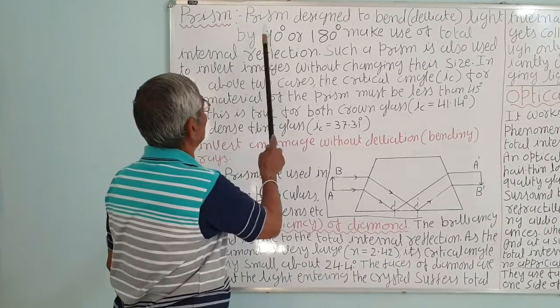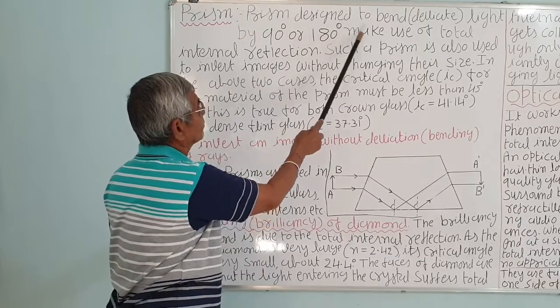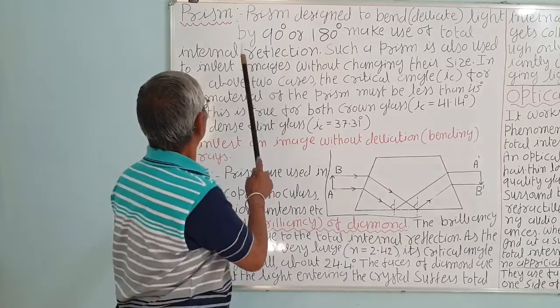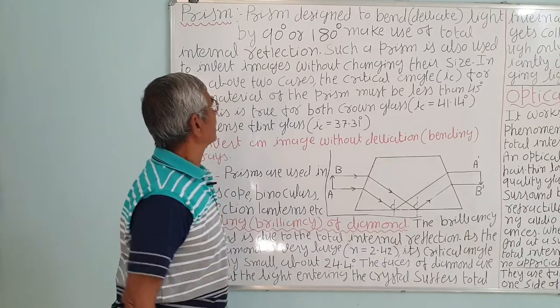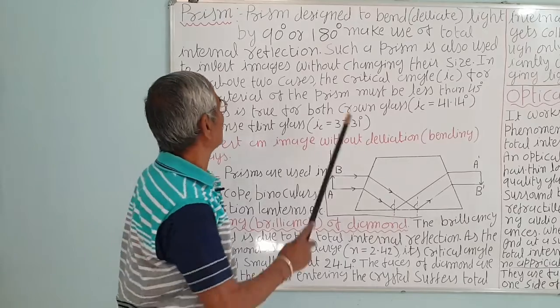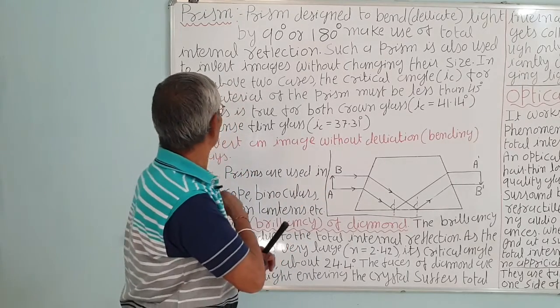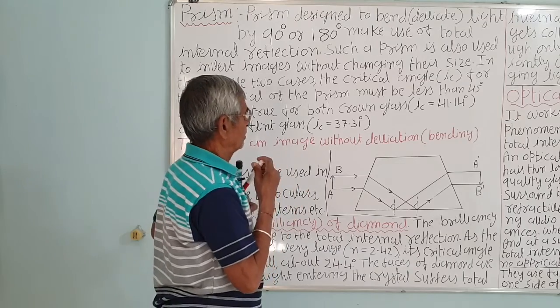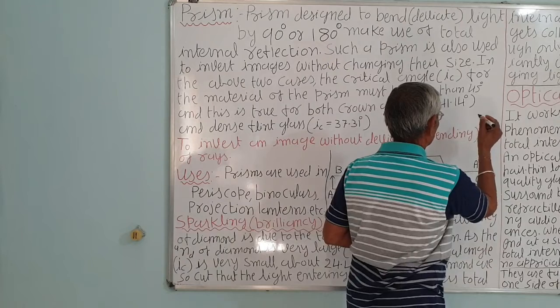Prism. We have seen yesterday that prisms designed to bend or deviate light by 90 degrees or 180 degrees make use of total internal reflection. That is, in both cases, total internal reflection should take place.